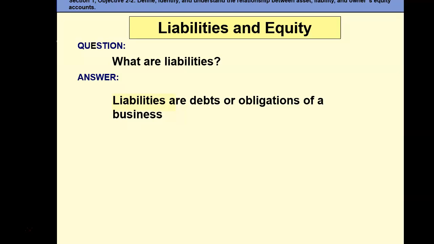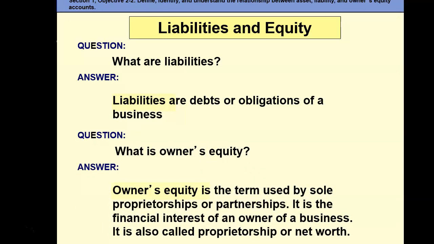That's a liability. You owe your parents money? That's a liability as well. So anytime a company owes another company or individual, that's known as a liability. And our job in accounting is to record and keep track of the different debts or obligations of a business organization. The last portion of the accounting equation is a section known as owner's equity.